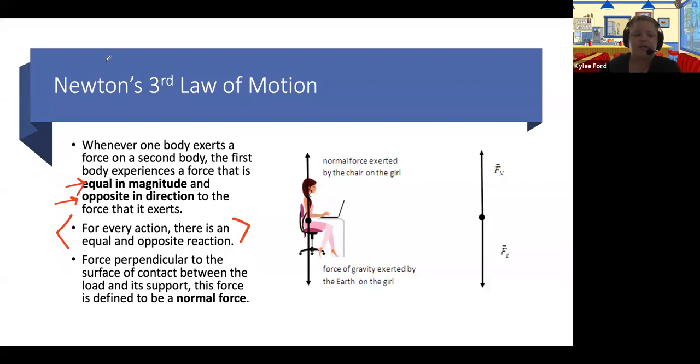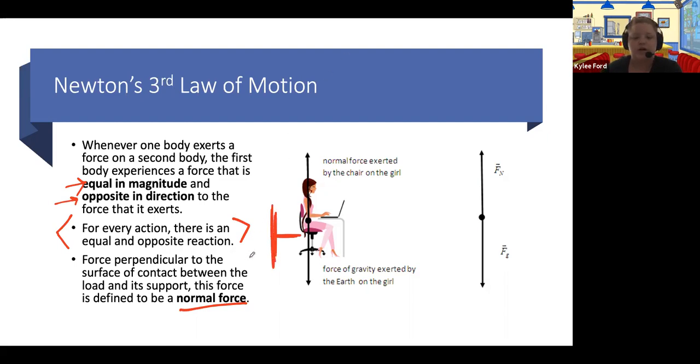Okay. And just noting what a normal force is real quick, that is the force that is perpendicular to the surface of contact between some mass and its support. Okay. So let me go ahead and give you guys an example. So we have a person sitting here on a chair. Now that chair is going to be our surface of contact, and that is going to be between the mass, which is the person, and the support being the chair.